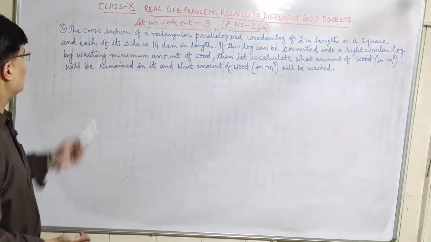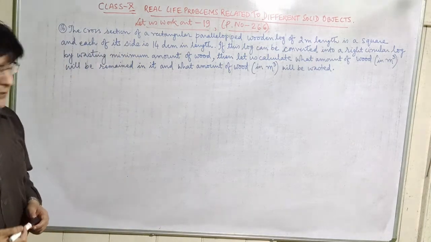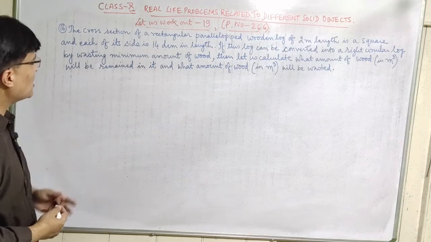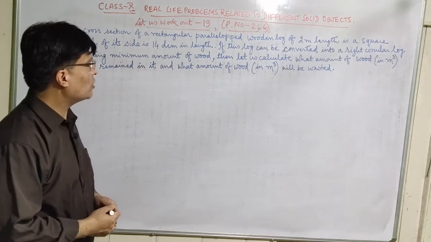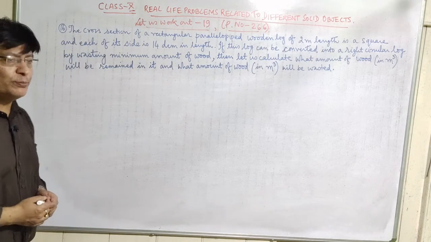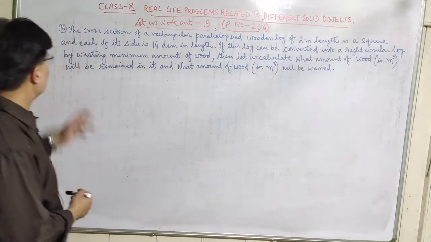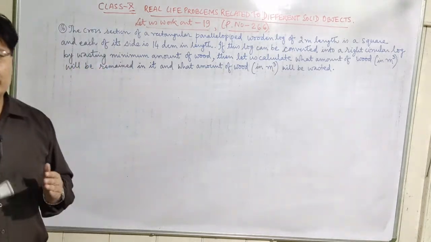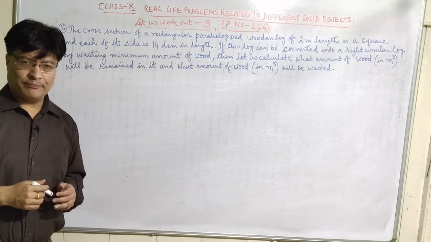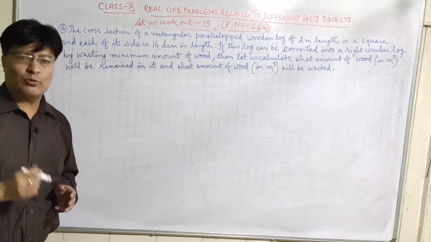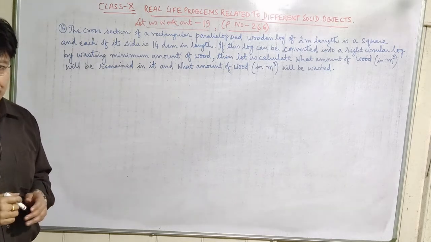So now we'll do the next question, that is question number 16. The question number 16 is the cross section of a right circular parallelepiped wooden log of 2 meter length is a square. So here what is the question saying? There is a rectangular parallelepiped. The cross section of this rectangular parallelepiped wooden log of wood is a square.